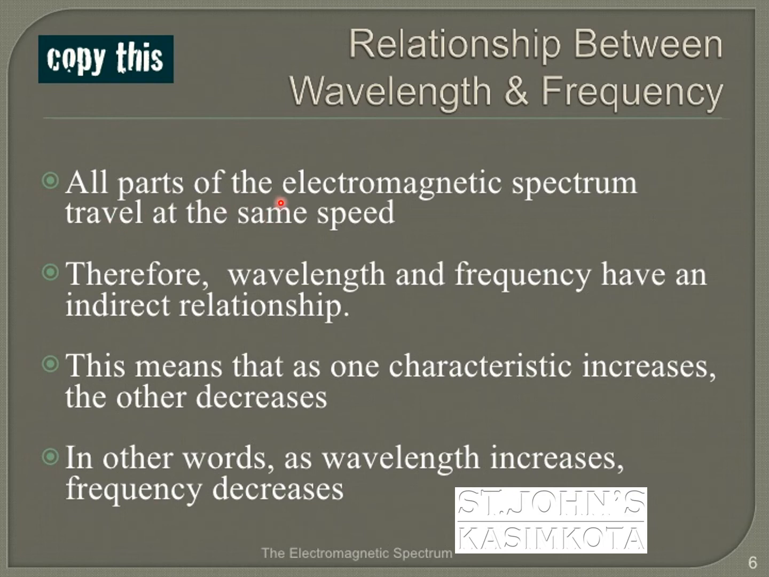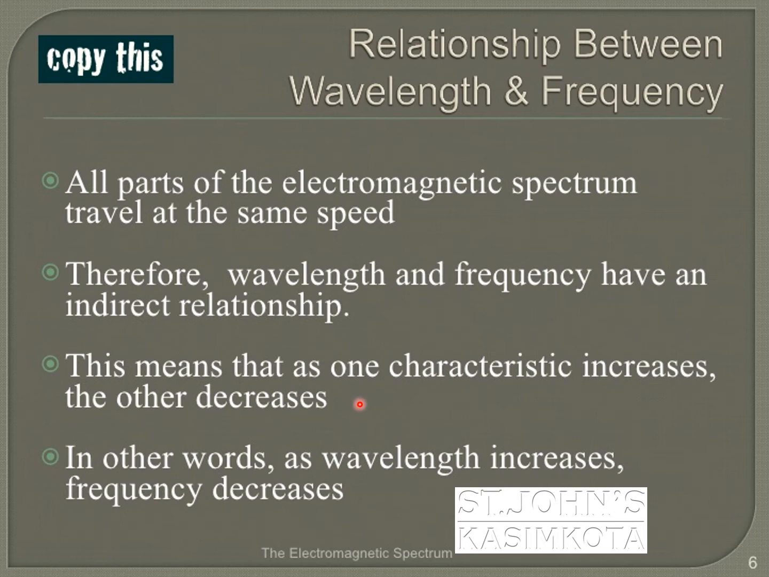All parts of the electromagnetic spectrum, whether gamma rays, X-rays, radio waves, microwaves, ultraviolet rays, anything, travel at the same speed. Therefore, wavelength and frequency have an inverse relationship. When all these waves travel at the same speed, the quantities that determine the speed, wavelength and frequency, have an inverse relationship, which means that as one characteristic increases, the other decreases.